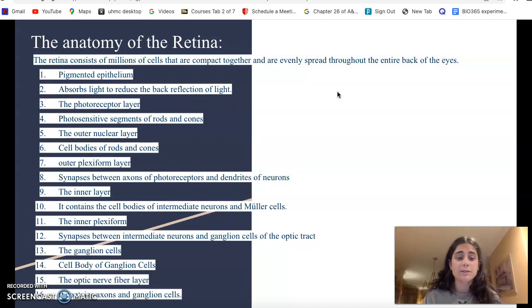11, the inner plexiform. 12, synapses between intermediate neurons and ganglion cells of the optic tract. 13, the ganglion cells. 14, cell body of ganglion cells. 15, the optic nerve fiber layer. And 16, it contains axons and ganglion cells.